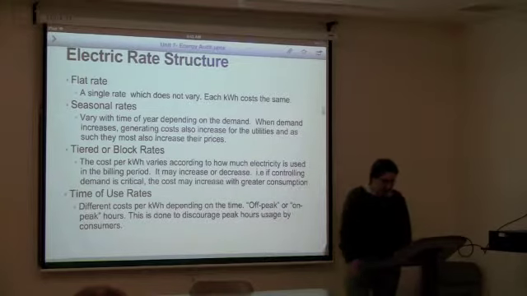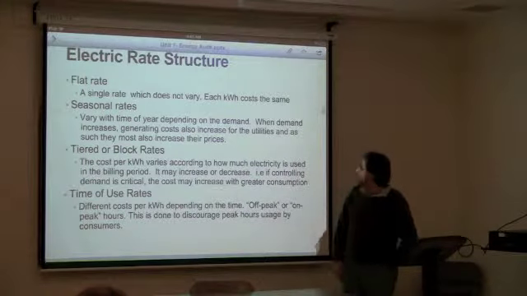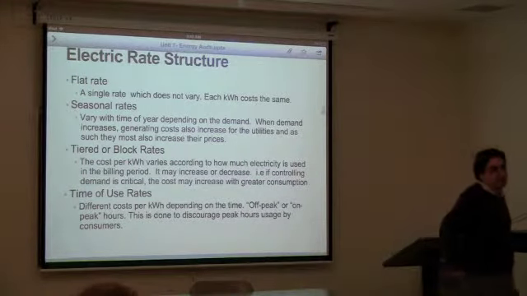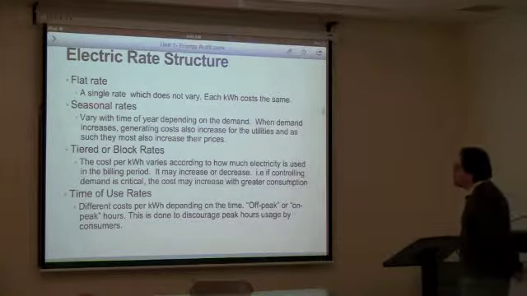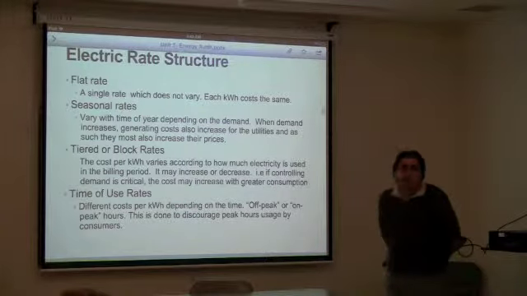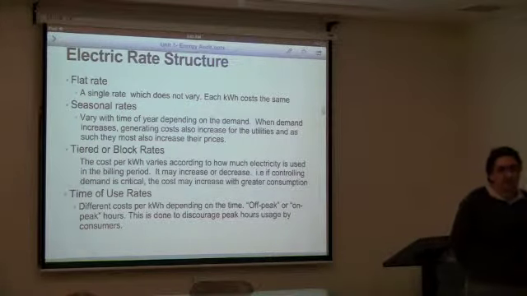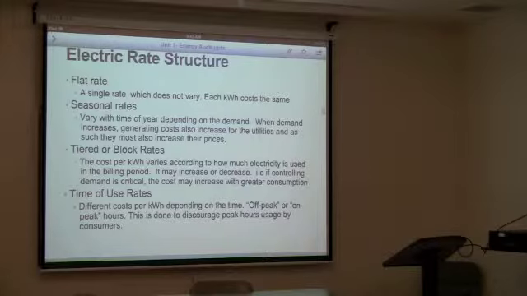There is a flat rate that is applied for each kilowatt hour you use. Doesn't matter during what time of the year it is or what time of the day it is, you have to pay for that kilowatt hour. And now there is sometimes a seasonal rate, depending on the contract you have. Sometimes in summertime it could be more expensive, in winter it could be less expensive, right?